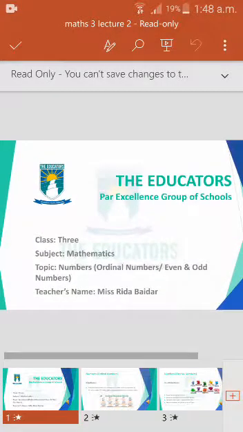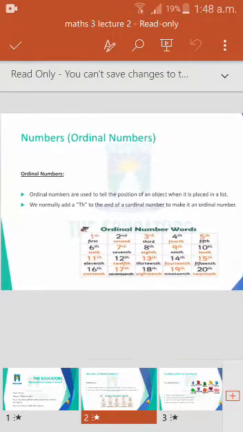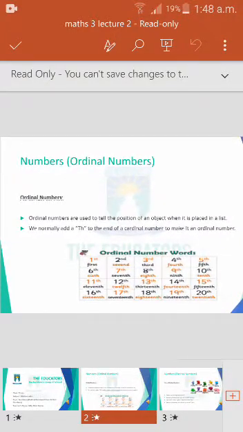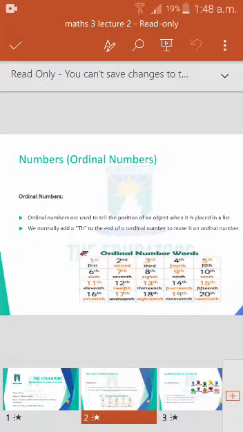Today we are going to study ordinal numbers, even numbers and odd numbers. First of all, we'll talk about ordinal numbers. All those numbers which show the position or place of something somewhere are called ordinal numbers. For instance, first, second, third, fourth, fifth, sixth, seventh, all these are ordinal numbers.